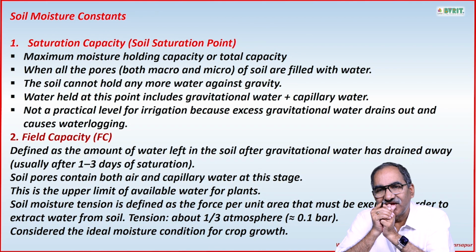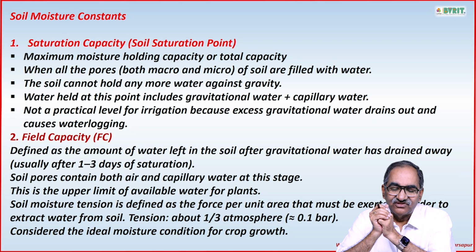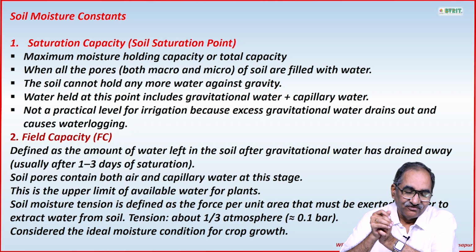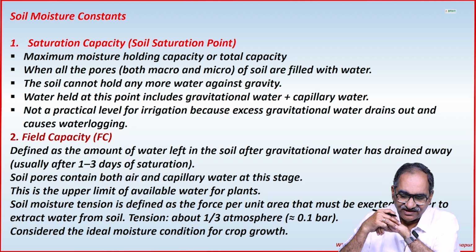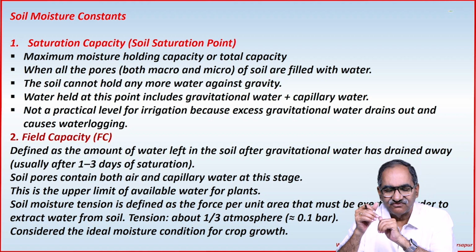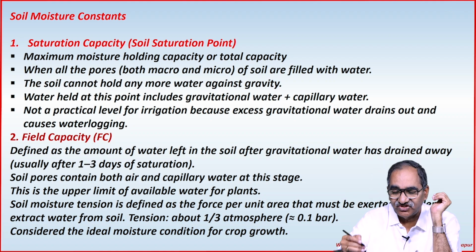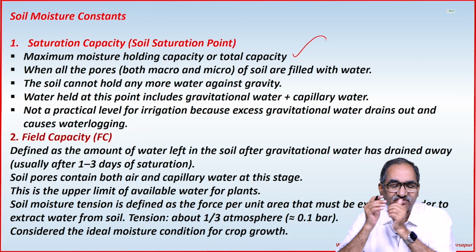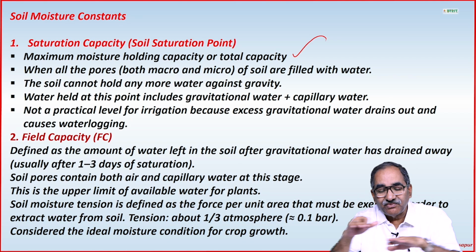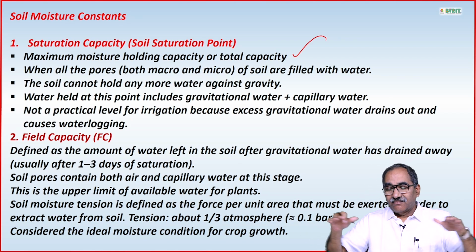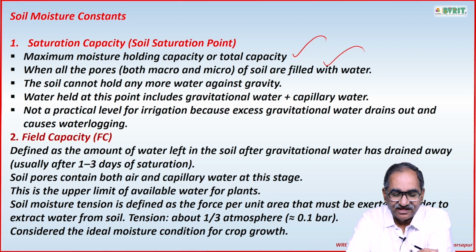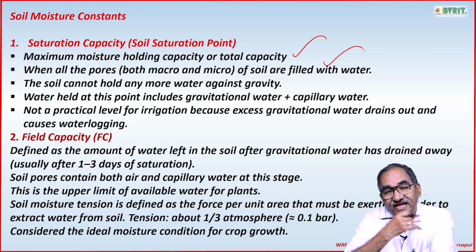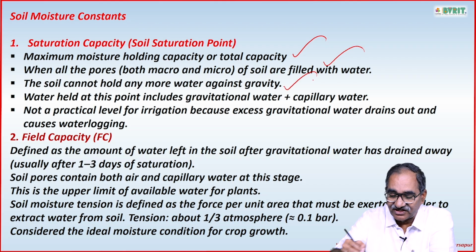Then what are the soil moisture constants? So soil moisture constants, we can talk about. First thing is saturation capacity. Saturation capacity means the maximum moisture holding capacity, or total capacity. When all the pores of the soil are completely filled with water, that is what we call this. The soil cannot hold any more water against gravity.